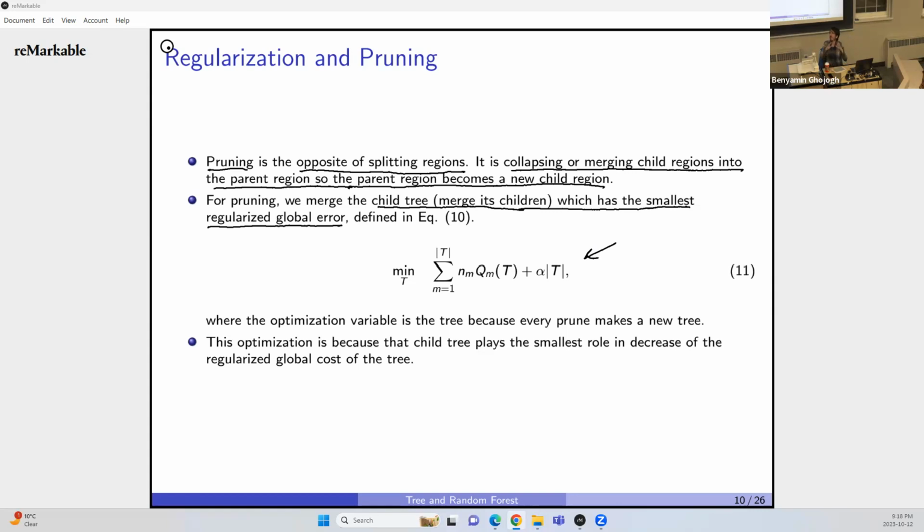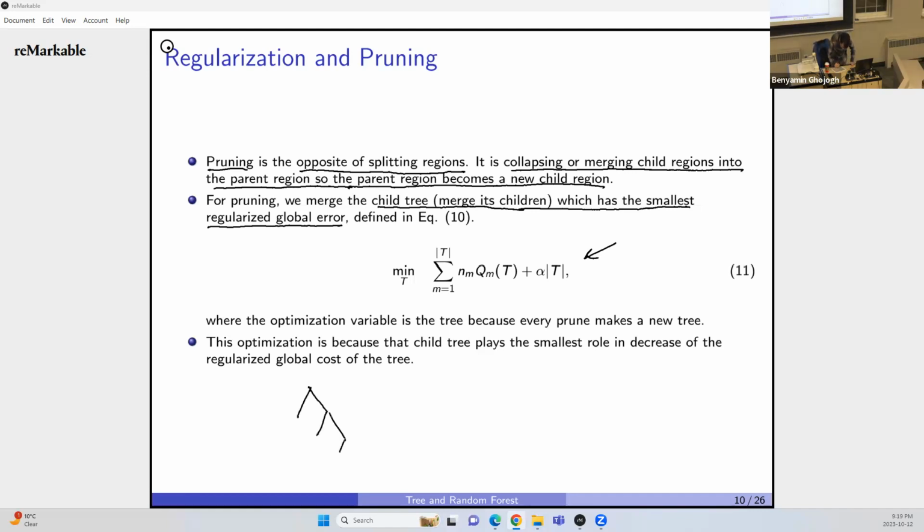Do you agree that if I merge two children to become one parent again, I'm increasing the error? By pruning, I definitely increase the training error, because by splitting, I decrease the training error. Now I want to have the smallest increase of error. Did you get it? No? So, do you agree?